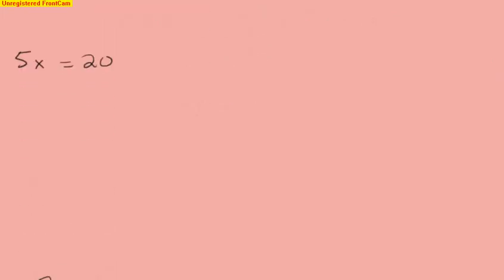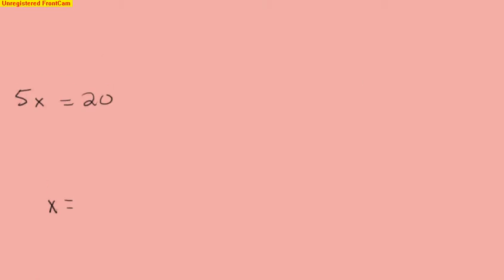Here we've got 5x equals 20. And our goal is to get x by itself on one side of the equation. We don't have x by itself. We say, what are we doing to poor little x? We are multiplying x by 5. How do we undo that? We divide by 5.